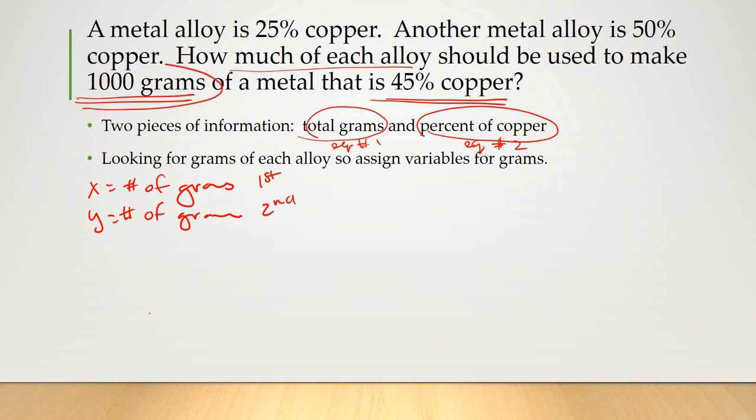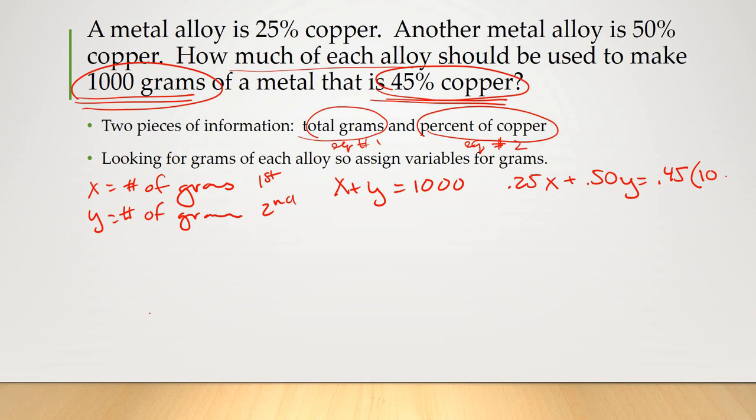So the first thing I know is that they have to total 1,000 grams. So x plus y has to equal 1,000. And then it also has to be 45%. So now I'm dealing with my percents. So 0.25 of x plus 0.50 of y has to equal 0.45 of the total, which was 1,000.